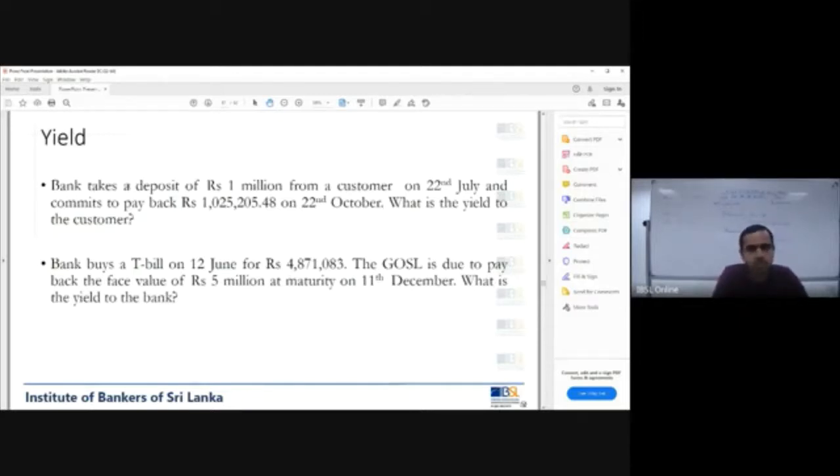First one, a bank takes a deposit of 1 million from a customer on 22nd July and commits to pay back 1,025,205 cents 48 on 22nd October. What is the yield to the customer?